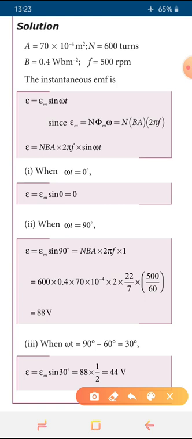The instantaneous EMF formula is taken here. Epsilon is equal to epsilon m sin omega t. Okay, then epsilon m we can write the formula as N phi m into omega. Then we are expanding the phi m. So phi m formula we know very well.